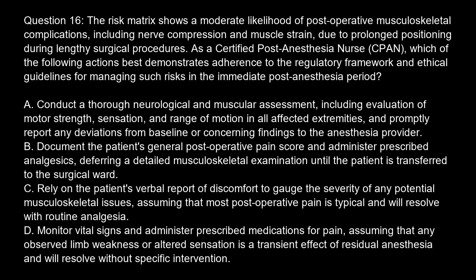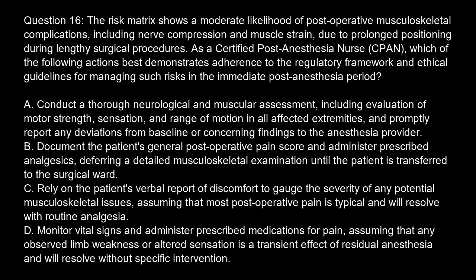Option A. Conduct a thorough neurological and muscular assessment, including evaluation of motor strength, sensation, and range of motion in all affected extremities, and promptly report any deviations from baseline or concerning findings to the anesthesia provider. Option B. Document the patient's general postoperative pain score and administer prescribed analgesics, deferring a detailed musculoskeletal examination until the patient is transferred to the surgical ward.